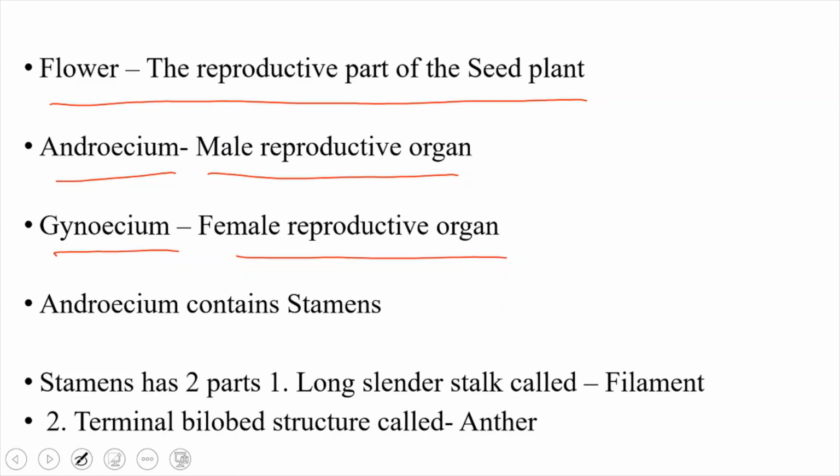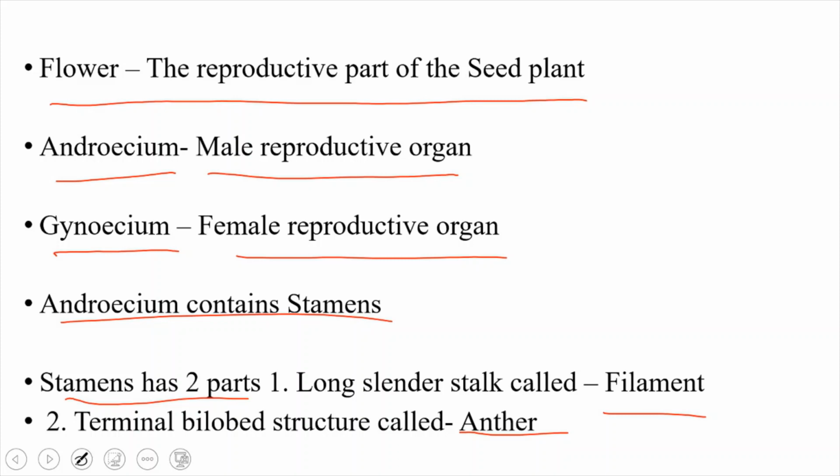Androecium contains stamens. Stamens are the male reproductive parts, and a stamen has two parts. One is the filament, which is a very long, slender stalk. The second one is the anther. Generally the anther is a bilobed structure. So these are the parts of the androecium.